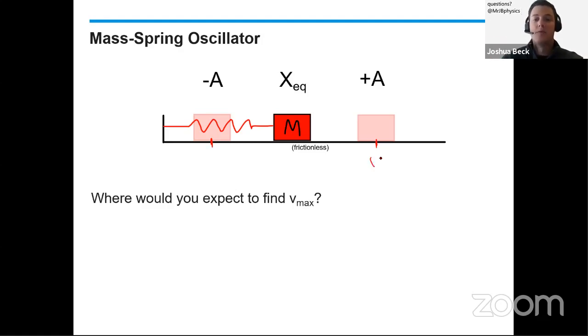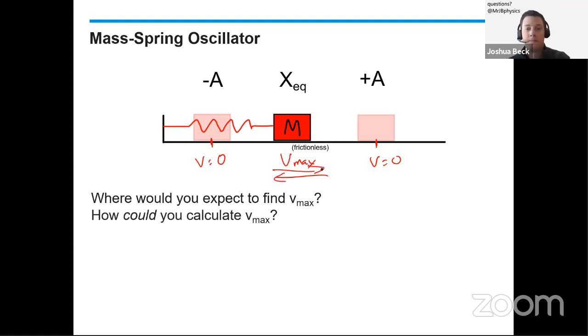This is actually going to be a point where we have our velocity of 0 at these edges, which means that our V max will be here. At one point, it'll be going that way, and at the other point, it'll be going that way. But that'll be our maximum speed right there. Now, how could we calculate that V max?